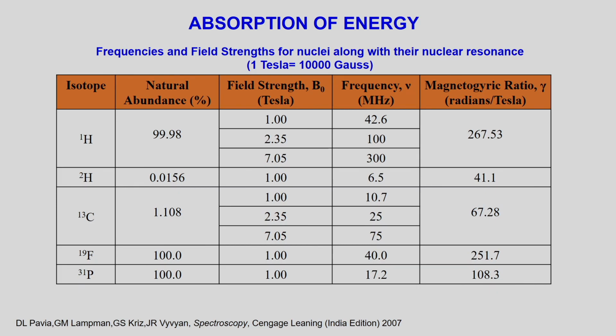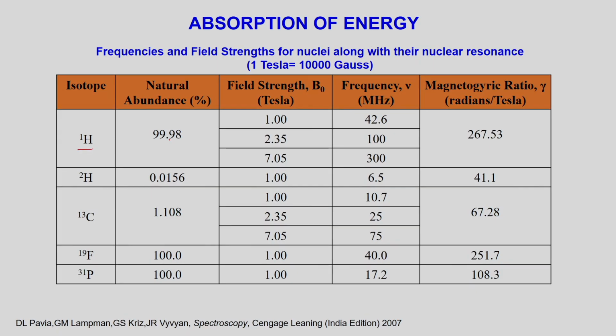Now, a very important point has to be made: why are we only studying these two, proton as well as carbon 13? Why not others? Because you need to see whether these nuclei are abundantly available in nature. If it is not abundant in nature, then how will you quantify? Because if the number of nuclei is very small, there is no point in doing a spectrum. That is why we use proton, because it has almost 99.98% abundance. We do not do deuterium, because its abundance is very low.